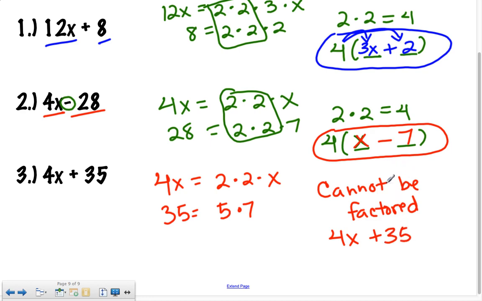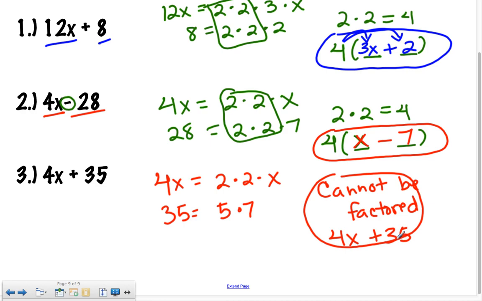So some teachers might say you could just write down cannot be factored. Some teachers might say your answer would be 4x plus 35. For me, I want you to write both of them. So make sure you do both of them, cannot be factored and 4x plus 35.